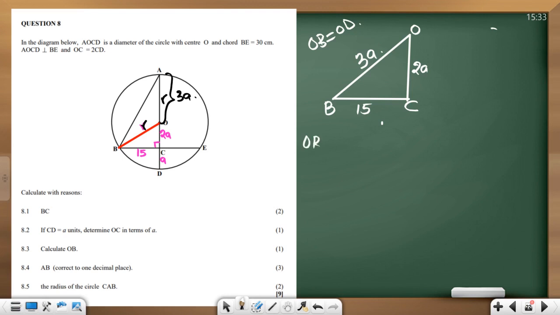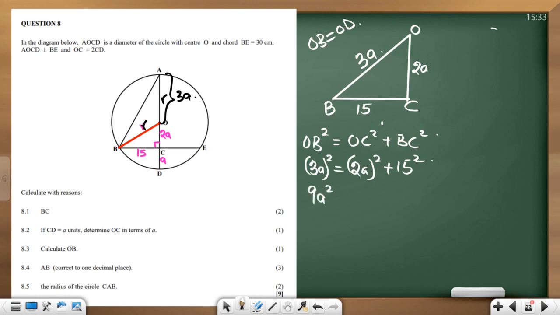Theorem of Pythagoras: OB squared equals OC squared plus BC squared. What is my OB? 3a all squared. What is my OC? 2a squared plus 15 squared. This gives me 9a squared equals 4a squared plus 225. If we bring that over, 9 minus 4, 5a squared equals 225. What is a squared? 225 divided by 5 gives us 45.